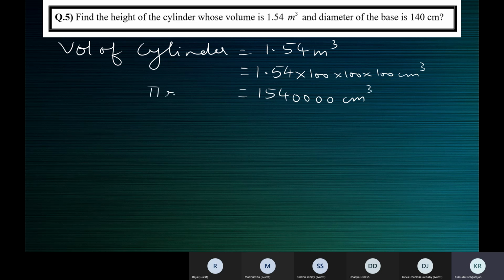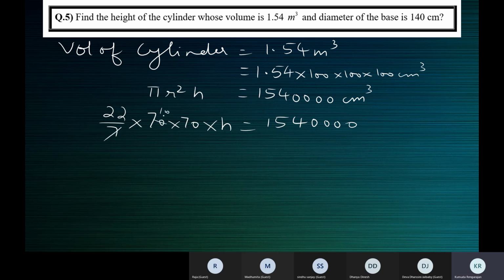So this is nothing but pi r square h. Why? Because volume of cylinder is pi r square h. So 22 by 7 into radius. Diameter is 140, radius is 70 centimeters. Volume is also in centimeter cube. So 70 into 70 into h is equal to 1541212. So you can cancel here. 7 ones are 7, 7 tens are 70. So h is equal to 1541212 zeros divided by 22 into 10, transposing, into 70.